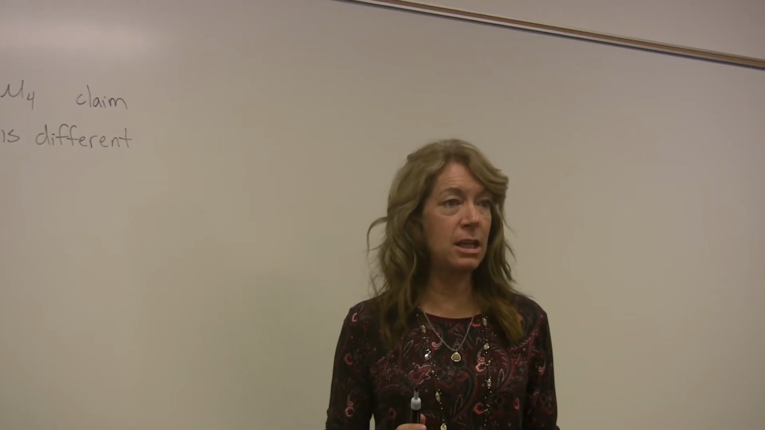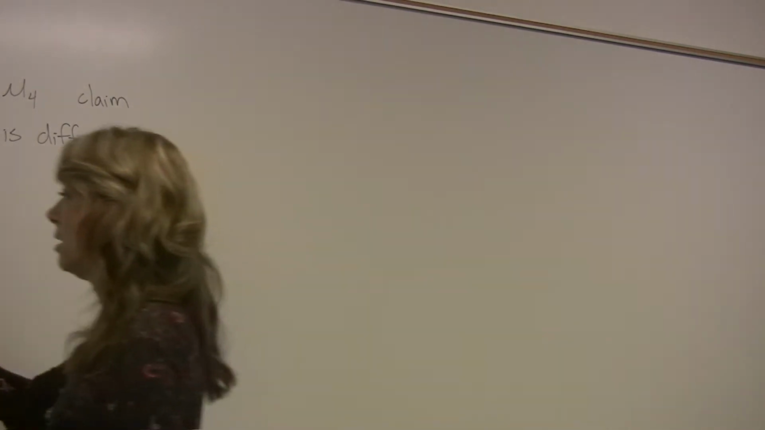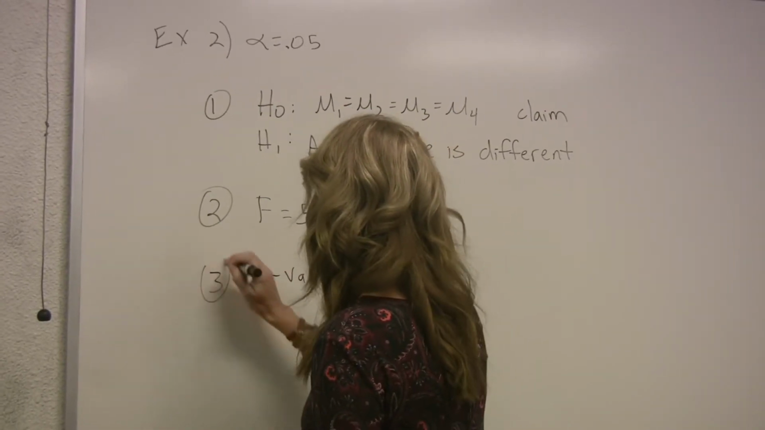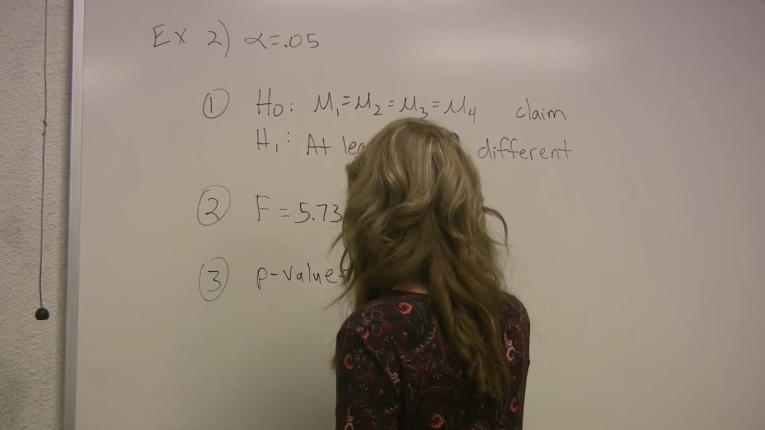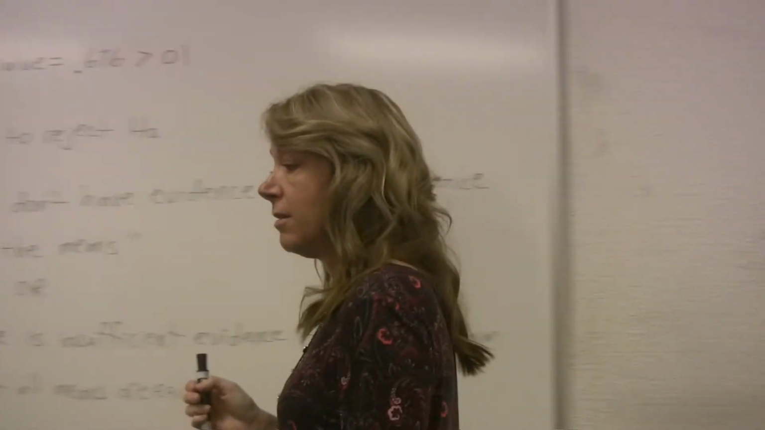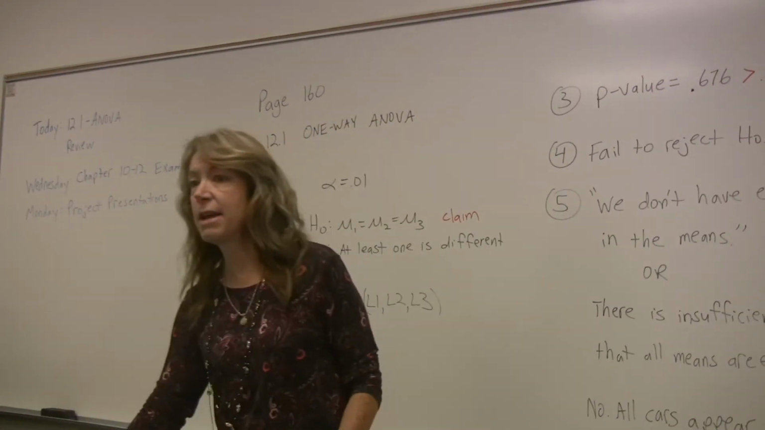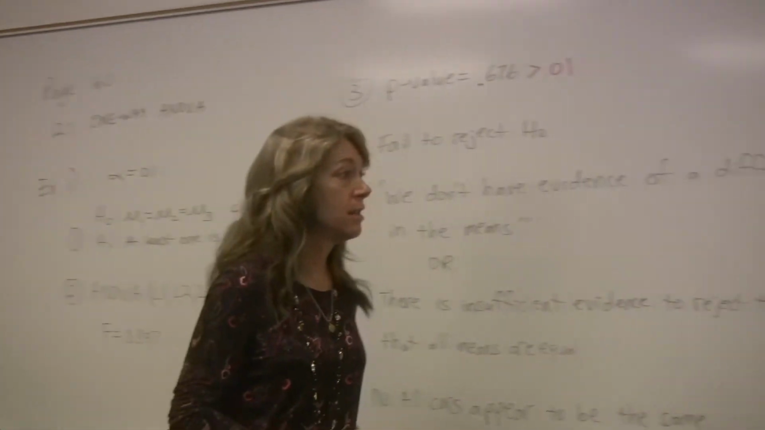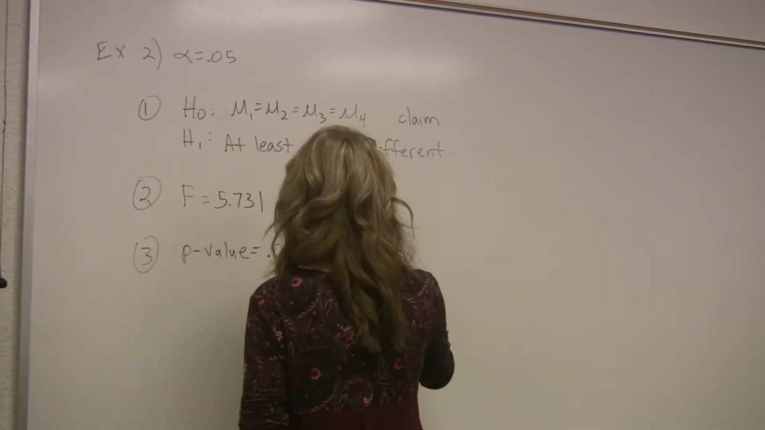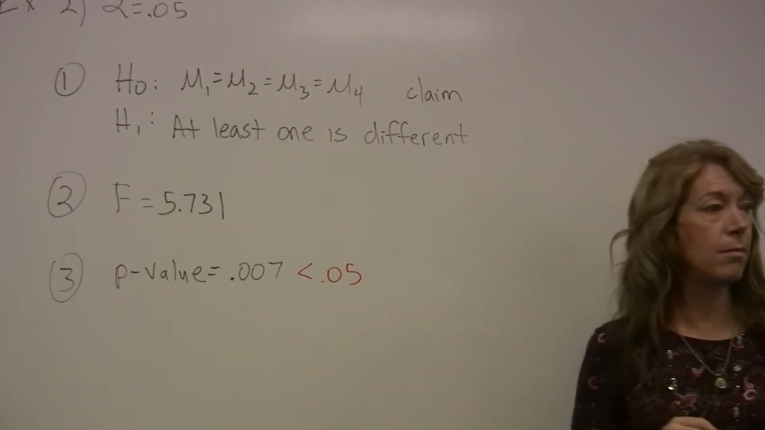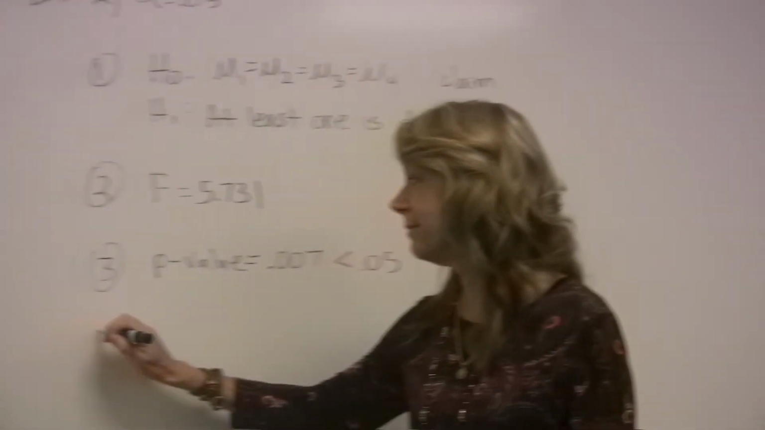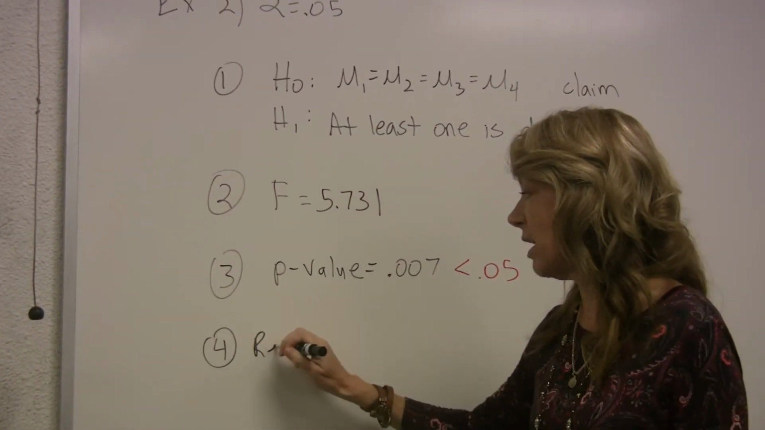That's our test statistic. P is 0.007. My p-value is step 3, 0.007. Everybody but Brian agrees with that one? Brian's fixing his. And this is definitely less than our alpha. So step 4, reject H0.